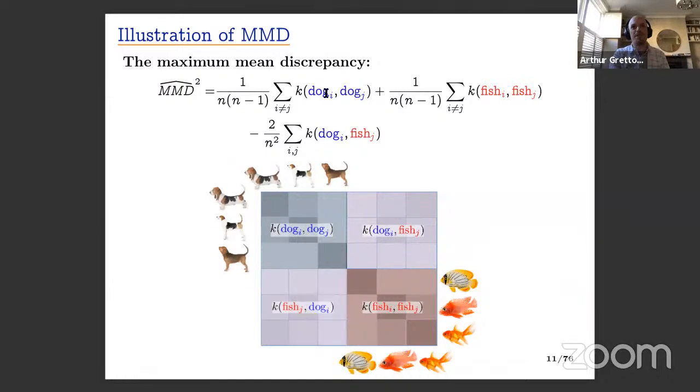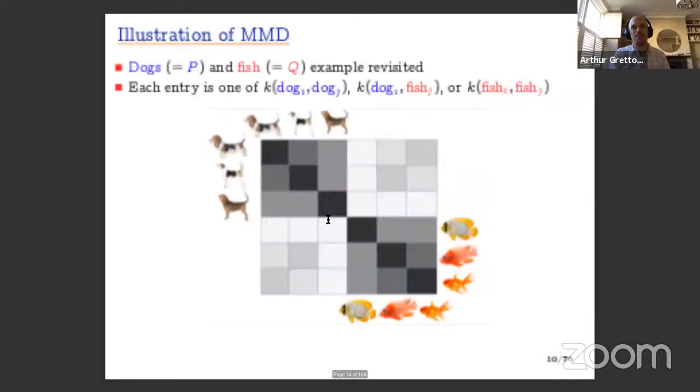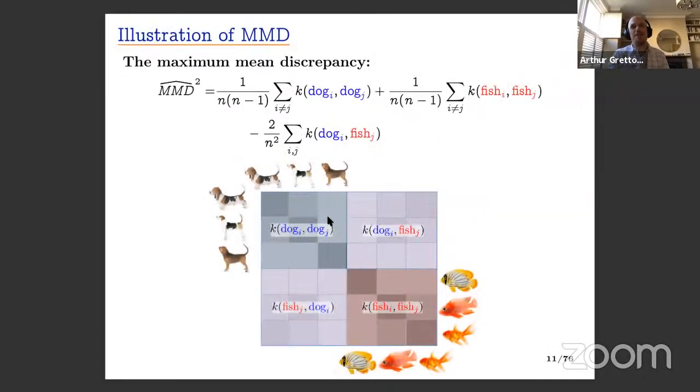And then this is my expression here. So average kernel between dog and dog, average kernel between fish and fish, minus twice the average kernel between dog and fish. And you'll notice here that I haven't allowed i and j to be the same. So when I say the average kernel between dog and dog, it's the average kernel between one dog and another dog, but I've excluded the similarity between a dog and itself. And that should remind you of this expression here, where I've taken x and x prime, which are independent, but from the same distribution.